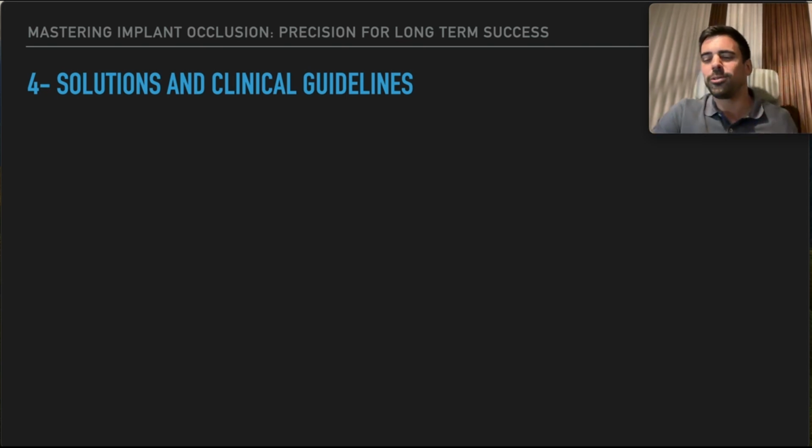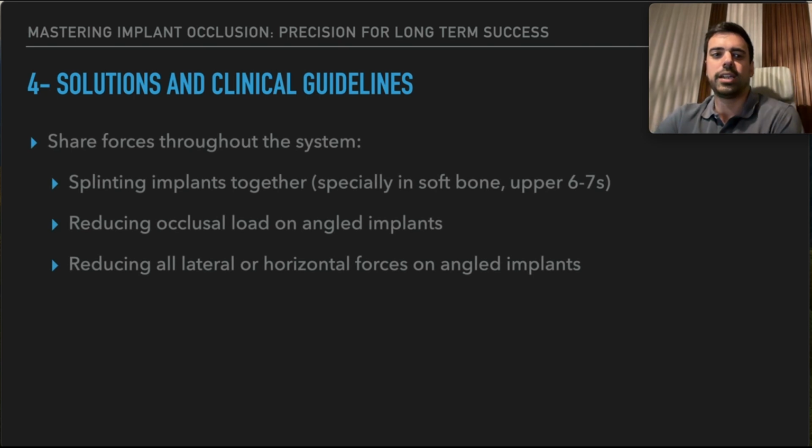If we get to the solutions and how to deal with those things, the first thing is to share the forces throughout the system, so throughout the whole mouth, if we can. If we have a bridge, we obviously need to splint the implants together. But if we have two implants, like an upper 6 and an upper 7, and those two implants are in very soft bone or in a sinus elevation, that's just bone that's artificial, that has been placed before to elevate the sinus floor, we probably want to splint those implants.